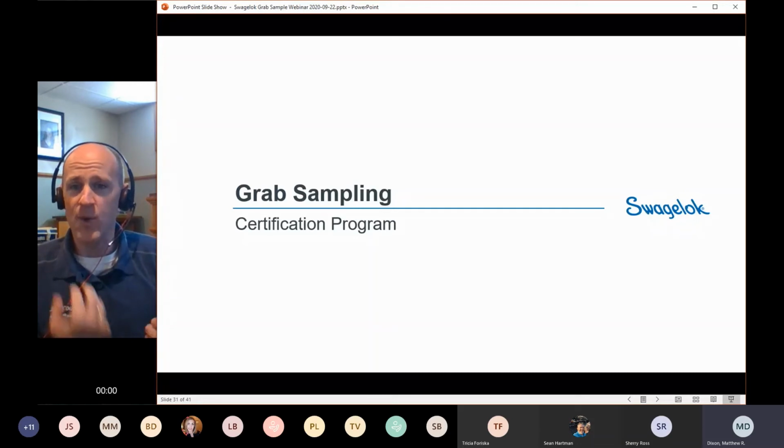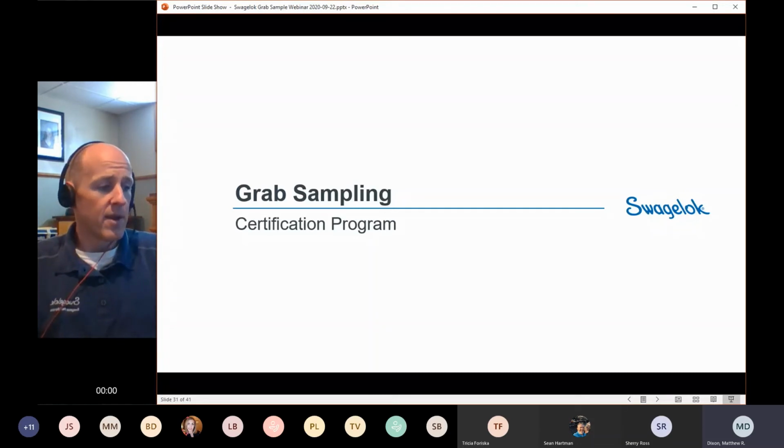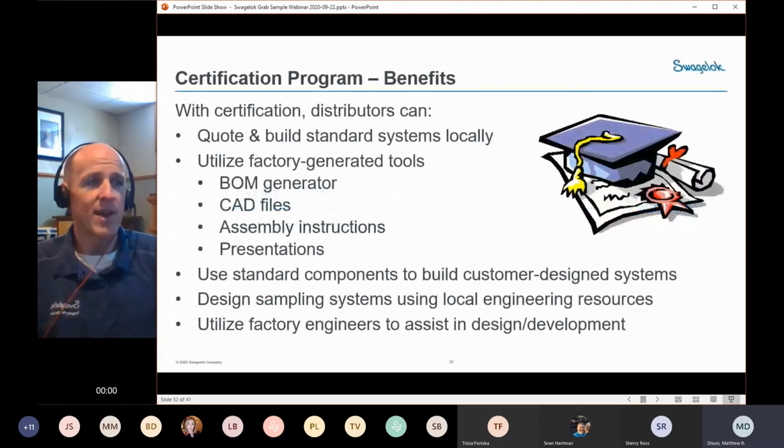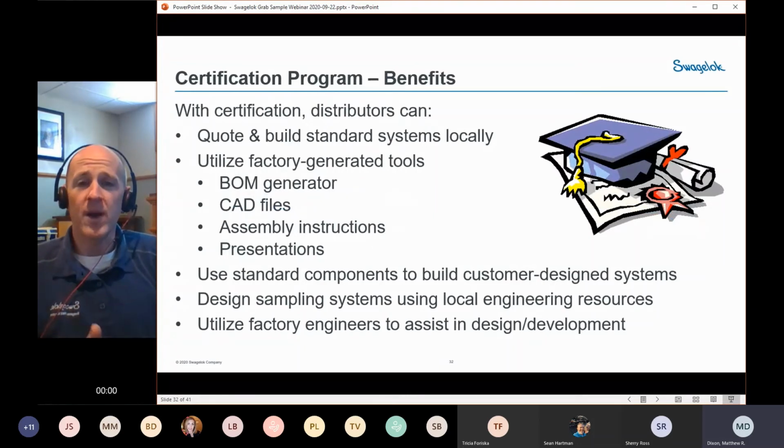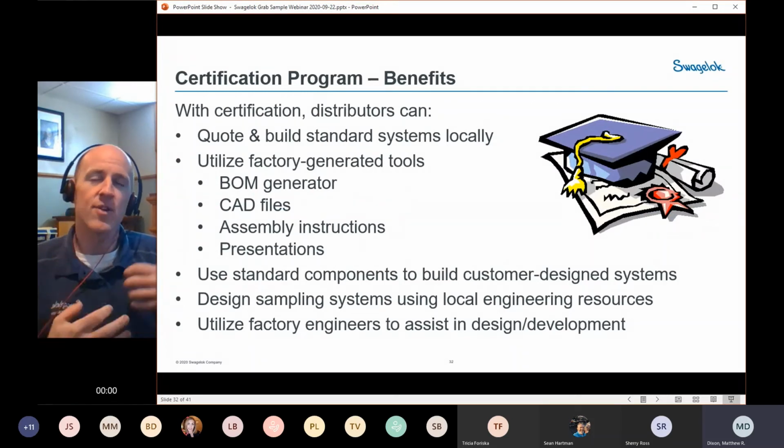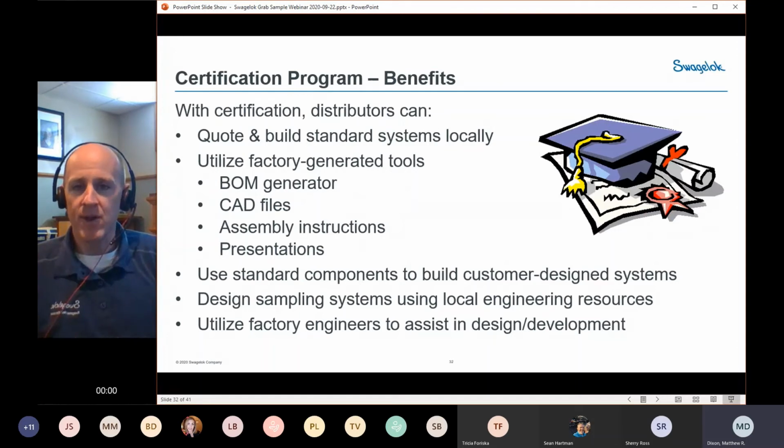So as a result, we've actually enabled our sales and service centers to be able to do this sort of work locally with a certification program. We've developed a certification program that allows our distributors to quote and build those standard systems locally. And we provide them with some tools to make things go quickly: configurable CAD files, bill of materials generators, different presentations and assembly instructions, things of that nature. So we're basically putting all these tools into our distributors' hands to enable them to do it.